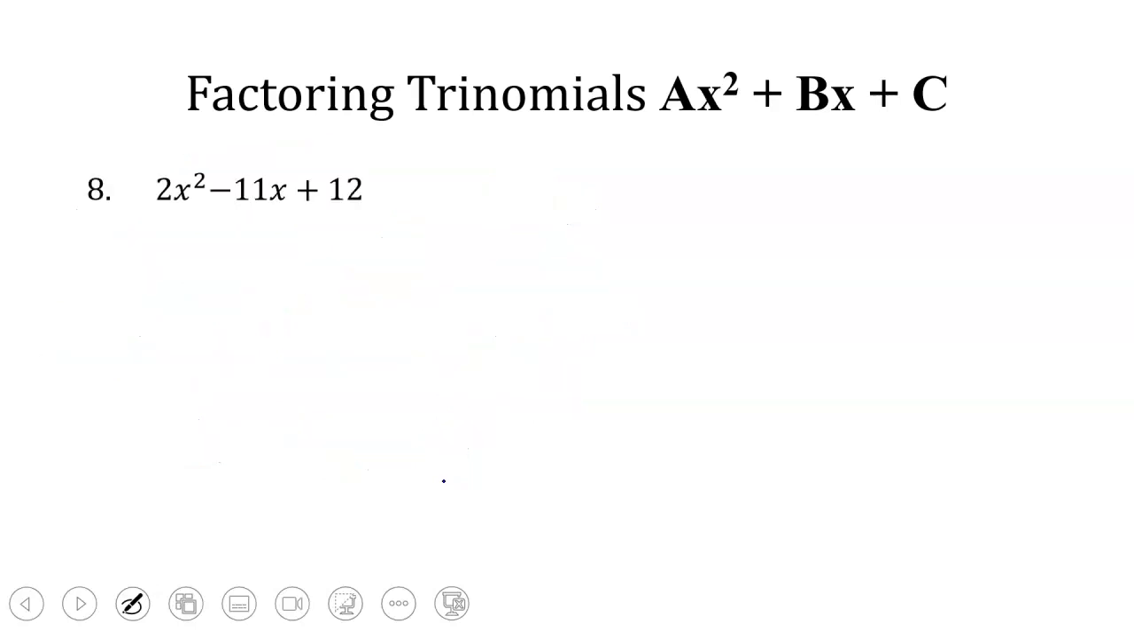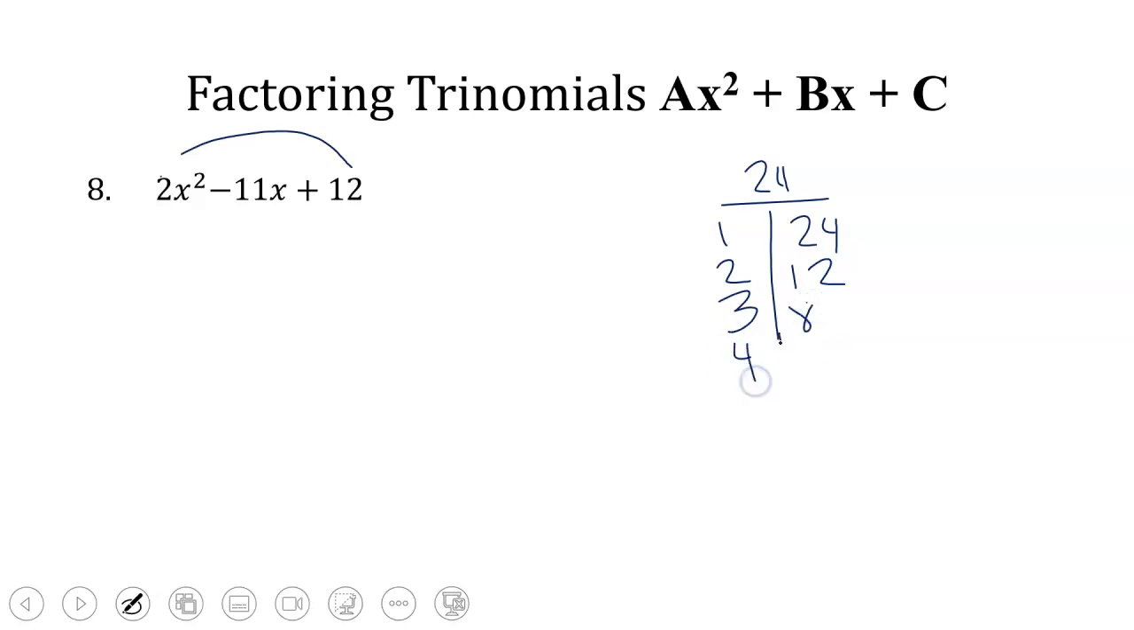All right, let's look at number 8. Multiply the first and last. 2 times 12 is 24. So list all of our factors of 24. 1 and 24, 2 and 12, 3 and 8, 4 and 6. So they multiply to a positive 24. So that means it's 2 positives or 2 negatives.